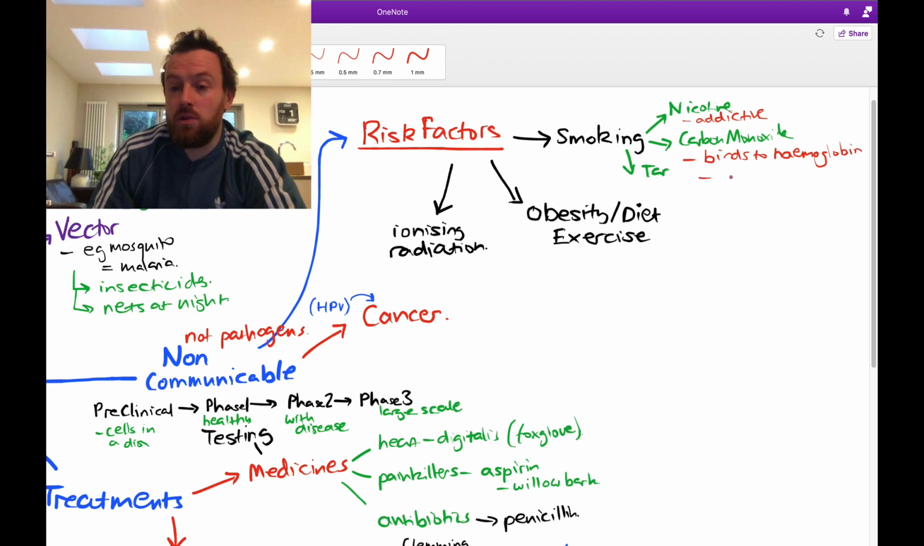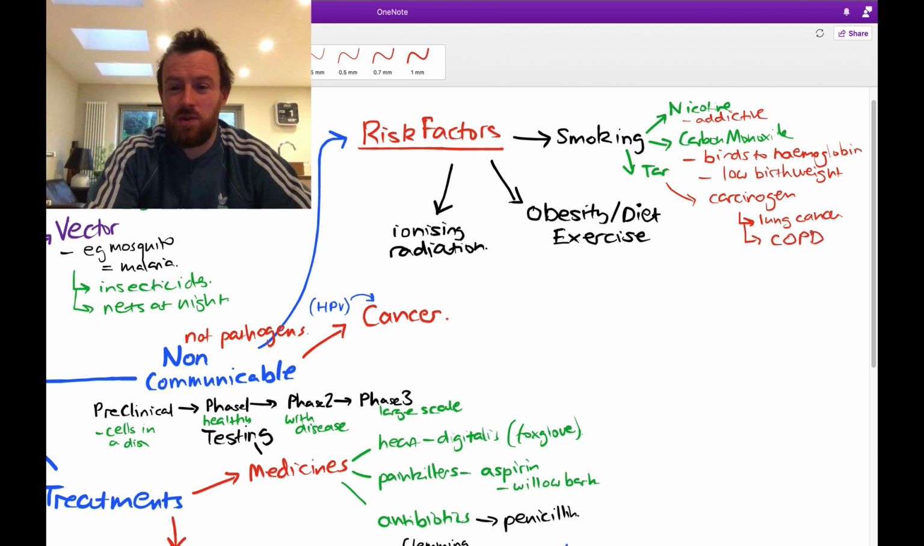And it can lead to stillbirth or low birth weight in women who smoke while pregnant, and tar is a carcinogen. And it can lead to lung cancer and COPD, which is chronic obstructive pulmonary disorder.